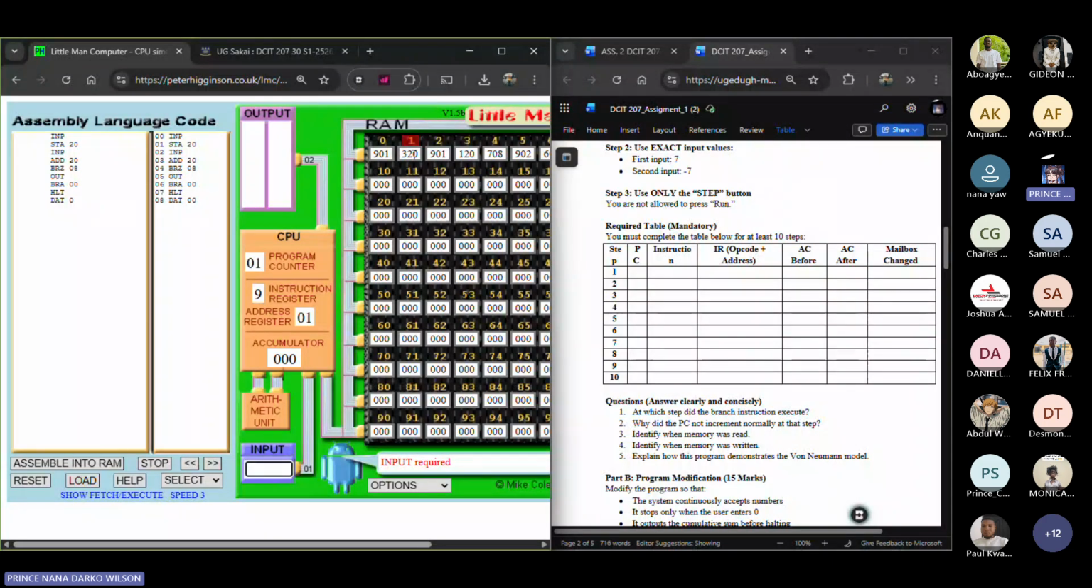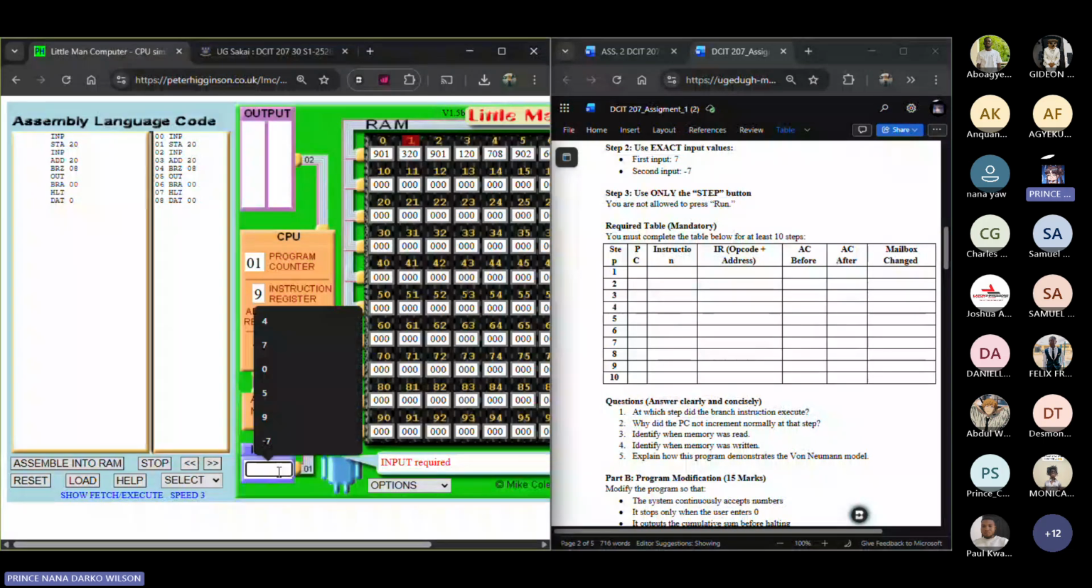The input code was 901, and it has been separated into 9, which stands for input, and 01, the address of where that input instruction was stored. The accumulator currently stands at 0. So we enter an input according to the question. The first input should be 7, right? Enter your 7. 7 is carried into the accumulator.